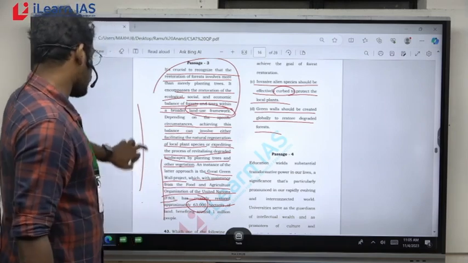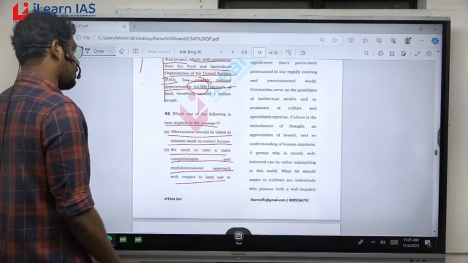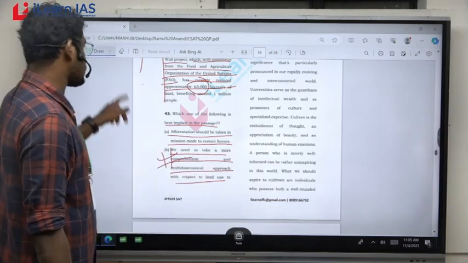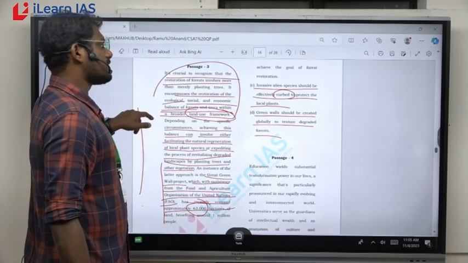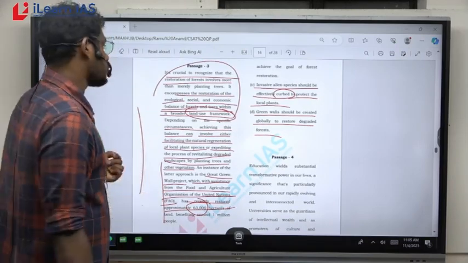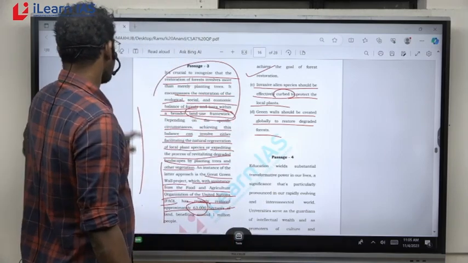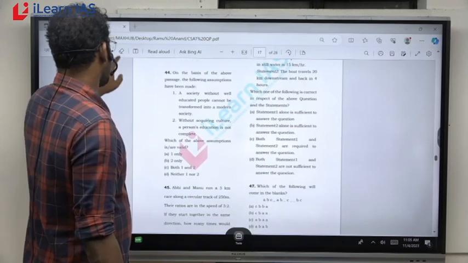So the most appropriate idea or the best implied in the passage should be we need to take a more comprehensive and multidimensional approach with respect to land use to achieve the goal of forest restoration. So the most probable answer is option B for question number 43. Next, moving on to the next question, question number 44.